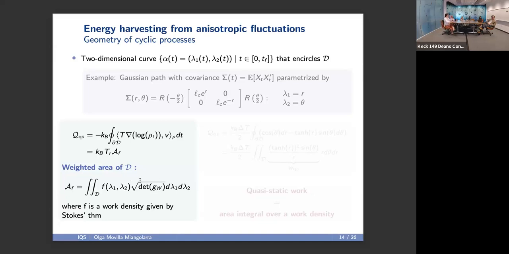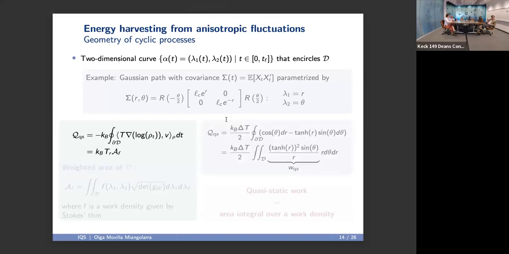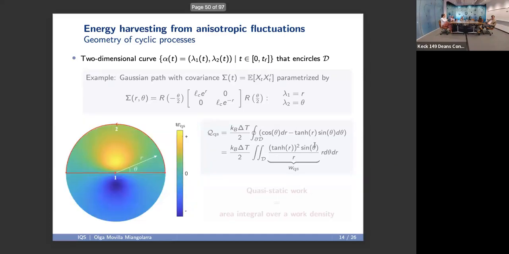Now we can look at our particular example, our Gaussian example, to make this a little bit more tangible. For that example, this expression will simply be given by this other expression. So we can see how we have some function times dr, some function times d theta, so simply a standard line integral. Then we can explicitly use Stokes' theorem to write it as an area integral, an integral over the domain of this d theta dr. In this way, using Stokes' theorem, we can find our work density function, which is a function of r and theta. And we can plot this for this particular Gaussian case. And here we have the plot.